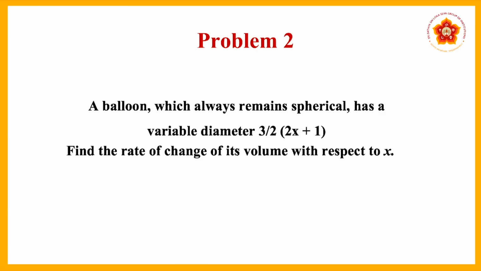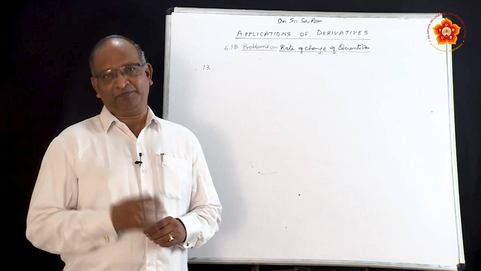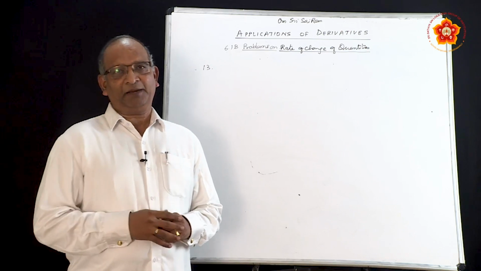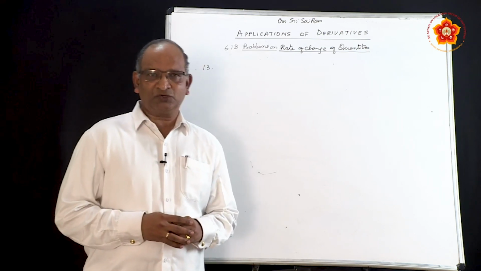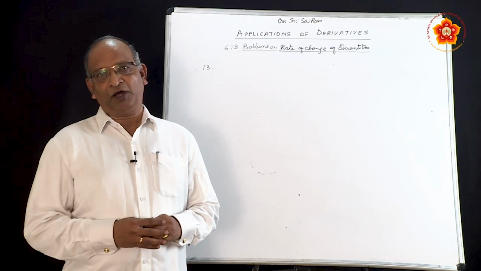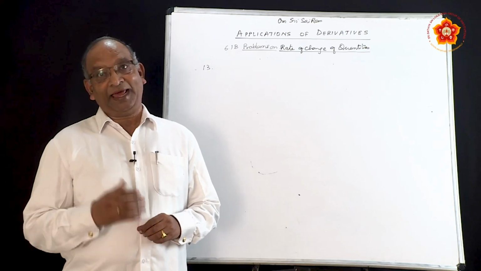We will move on to the second problem, which reads, a balloon which always remains spherical has a variable diameter 3 by 2 into 2x plus 1. Find the rate of change of its volume with respect to x. In the previous problem, volume was changing with respect to time. Here in this particular problem, he is asking us to find out rate of change of volume with respect to x.